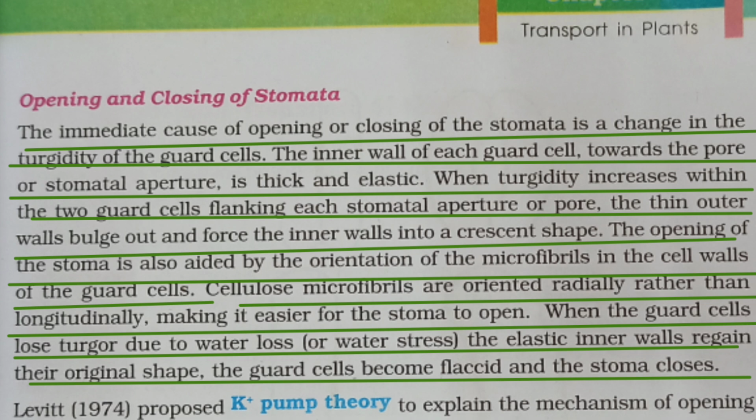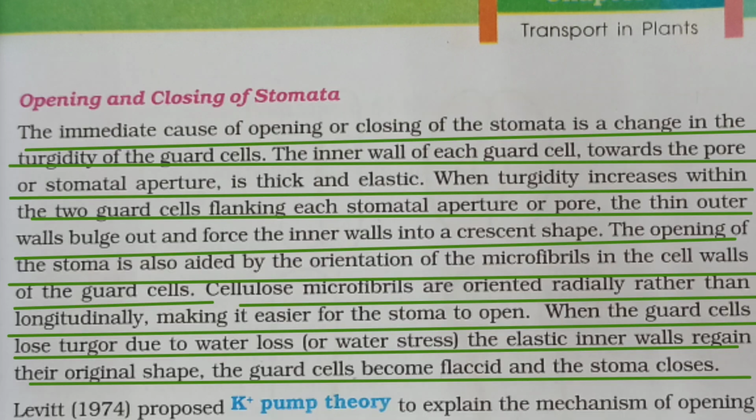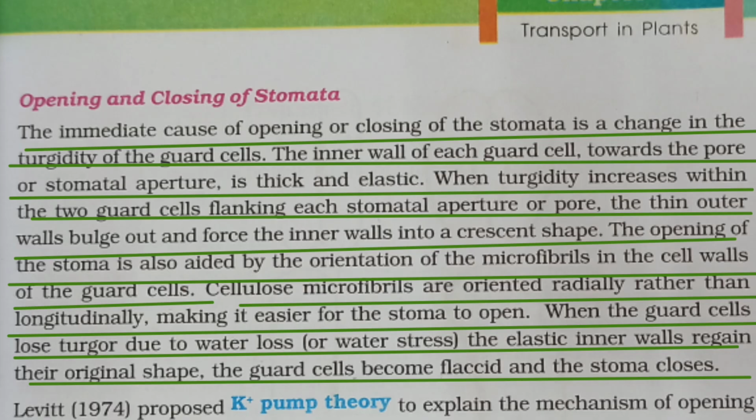The opening of the stomata is also aided by the orientation of microfibrils in the cell walls of guard cells. Cellulose microfibrils are oriented radially rather than longitudinally, making it easier for the stomata to open. When the guard cells lose turgor due to water loss, the elastic inner walls regain their original shape. So the guard cell becomes flaccid and the stomata close.